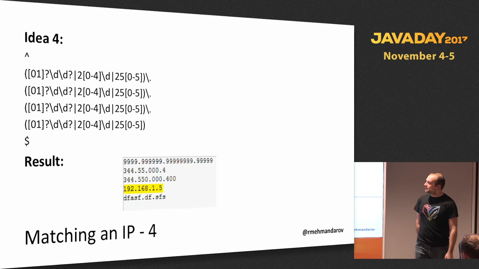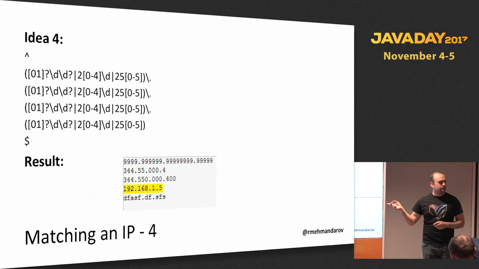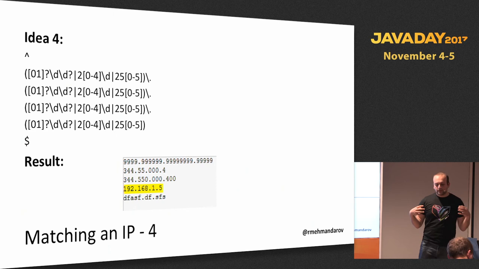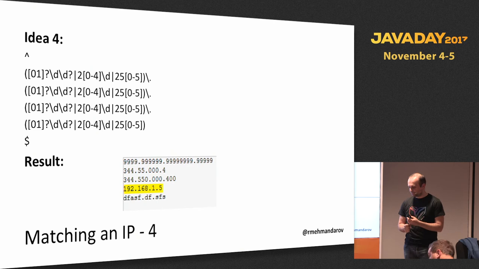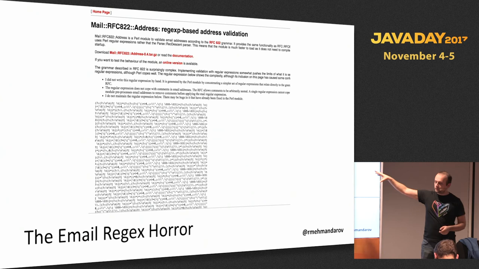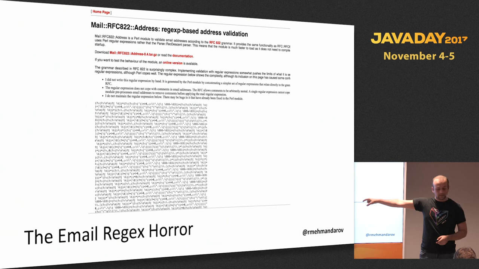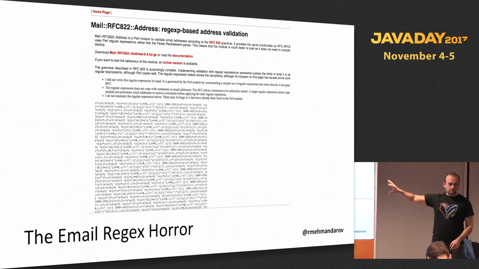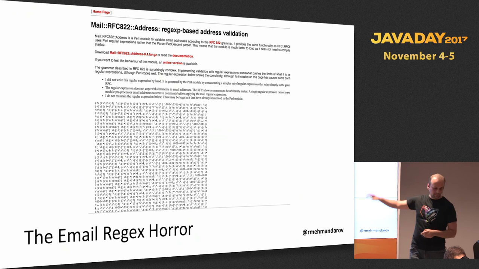Okay, that's cool. You remember the email thing I was talking about, trying to write a regex for matching email? That's another thing you should not do. One reason is that it's already done. This is a regex based address validation in Perl with the regular expression like this. This is not the whole thing. It goes down there. And it's supposed to catch all the possibilities of the emails and stuff like that.